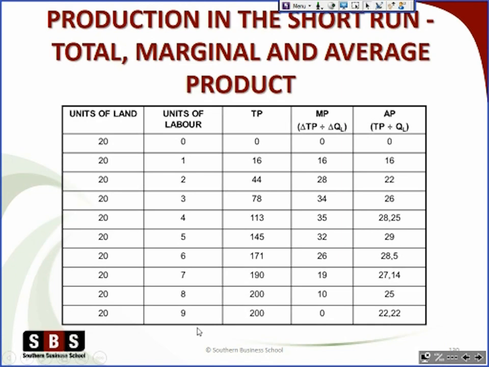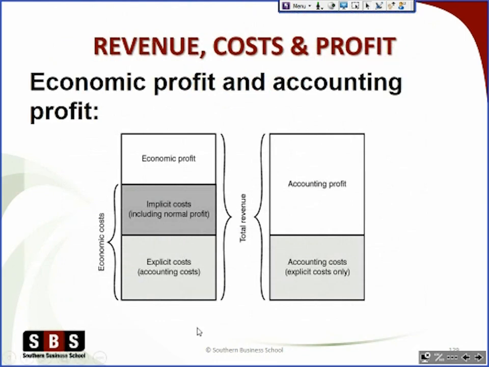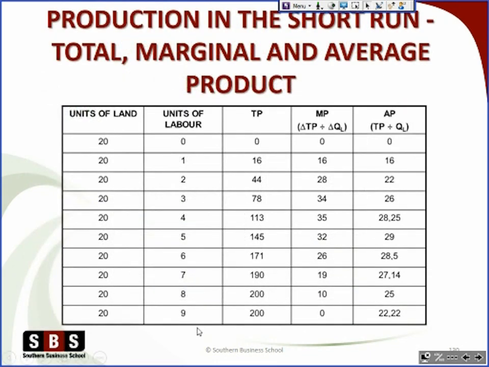If it was like this, but here it was 1 and 3 and then 4 and 5, or say 1, 3, 6 or whatever, let me just go back there. Then all you do is take the total product, deduct the 16 from the 44, which will give you 28, and then you see what the change was in the units.